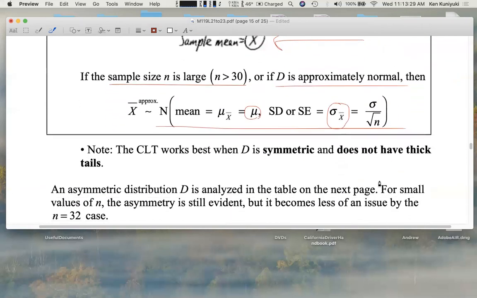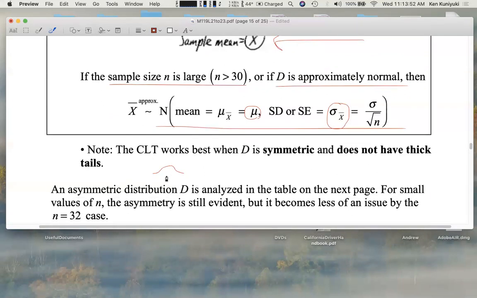Now, the CLT works best if you start off with a normal distribution. But just in general, when does the CLT tend to work better? And when do we need maybe smaller values of n as a requirement as opposed to really needing larger values of n, the sample size? In general, when does the CLT work well?